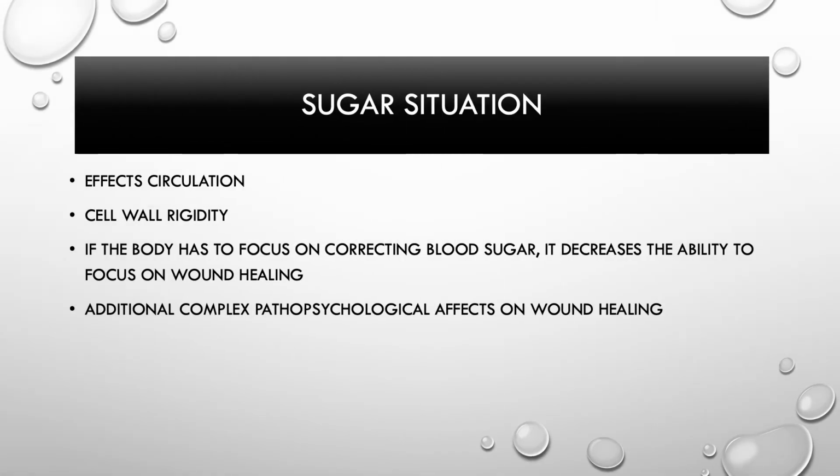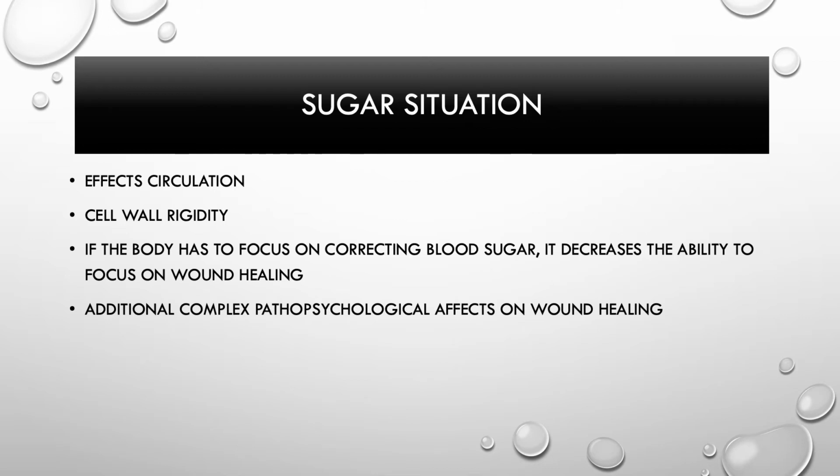The last nutritional intervention that we're going to discuss is blood glucose control. Now, this is a very complex intervention, but we're going to try to keep it pretty simple for today. Uncontrolled blood glucose levels can affect your circulation, and they can also cause cell wall rigidity. Both those things will compromise and slow wound healing. Also, you have to think of it as if the body has to focus on correcting the blood sugar, it's going to have a decreased ability to focus on wound healing.